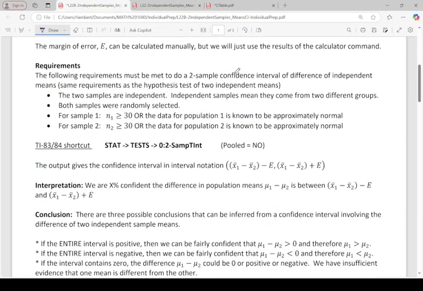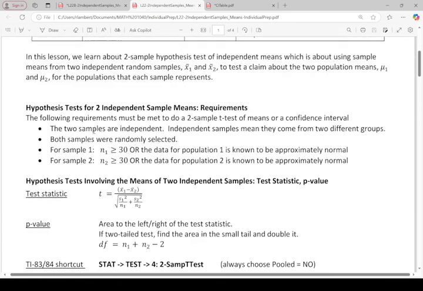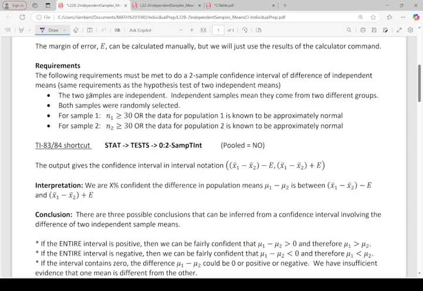To actually do a two sample confidence interval, we need to check to make sure these requirements are met. These are identical to the hypothesis test requirements for two independent sample means. We need the two samples to be independent, which means they're from two different groups. Both of the samples need to be random, and for each sample, either the sample size is at least 30, or we know that the data it's coming from is normally distributed or close to normally distributed. And that's the same for sample 2.